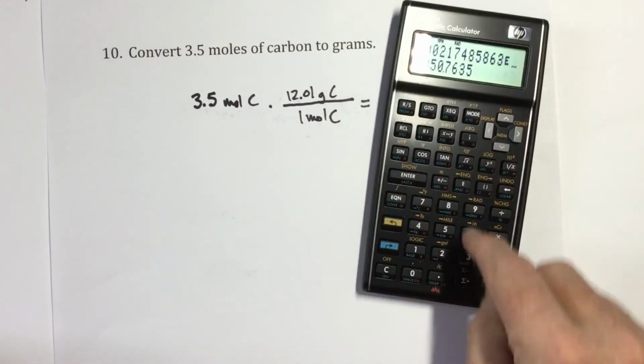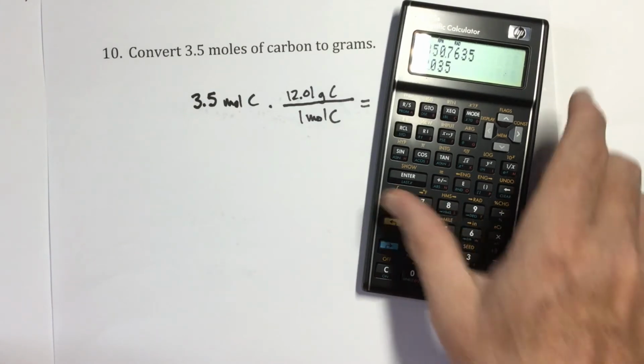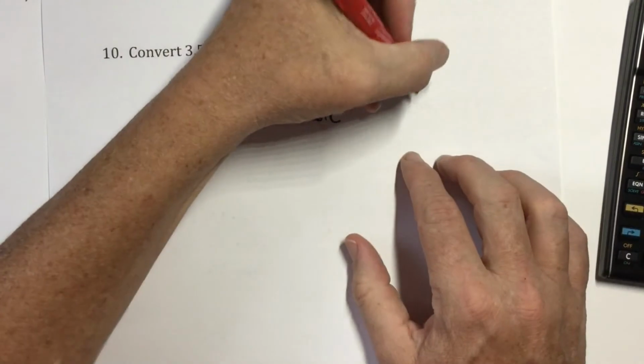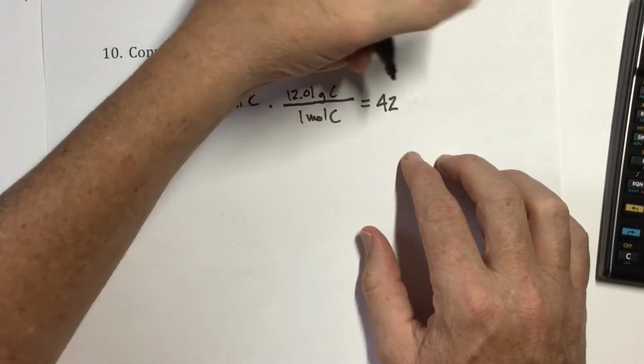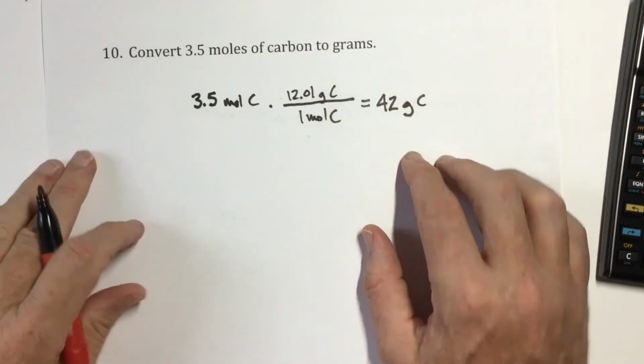So 3.5 times 12.01 gives 42.0. I should only have 2 sig figs, so 42 grams of carbon. There we go. That's not so tough.